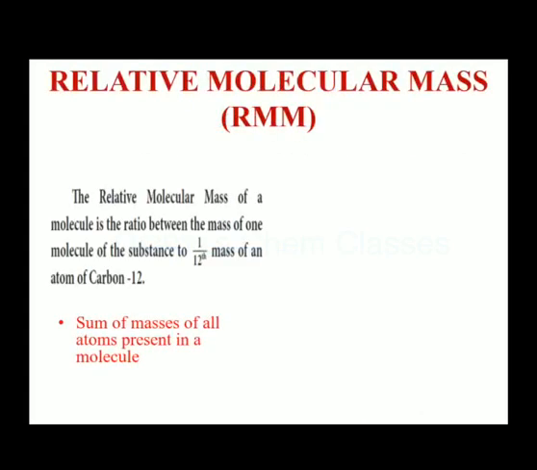Let us see how to calculate the relative molecular mass in the same way as relative atomic mass, shortly represented as RMM. Relative molecular mass is the ratio of the mass of one molecule to 1/12th of the mass of the carbon-12 isotope, otherwise called the unified atomic mass. Simply, if you calculate the sum of atomic masses of the individual elements present in a molecule, it is the relative molecular mass.